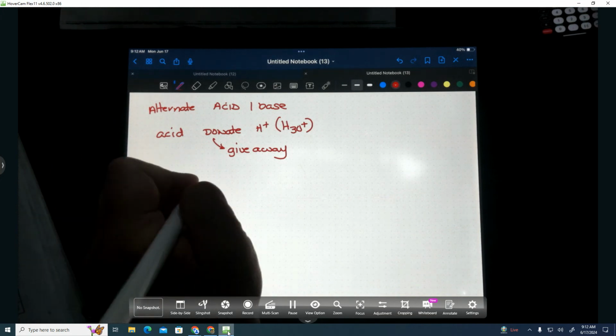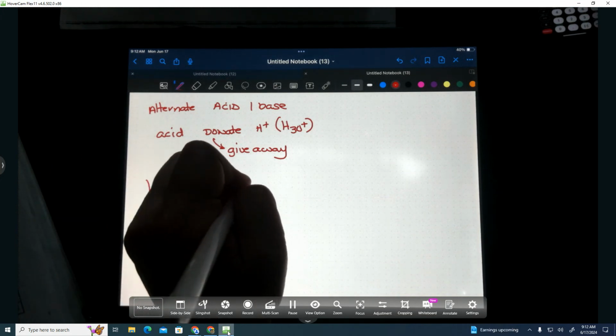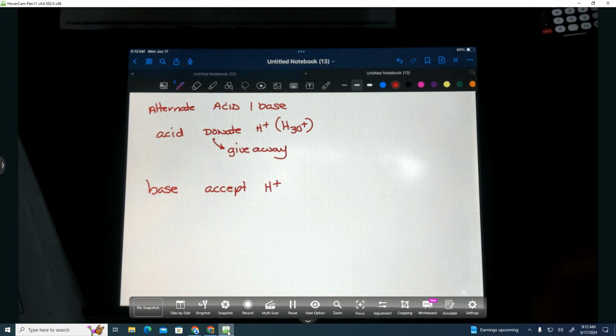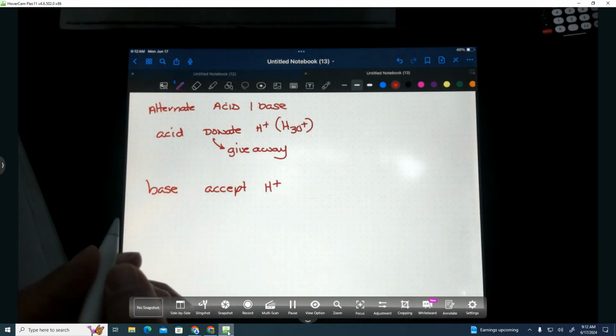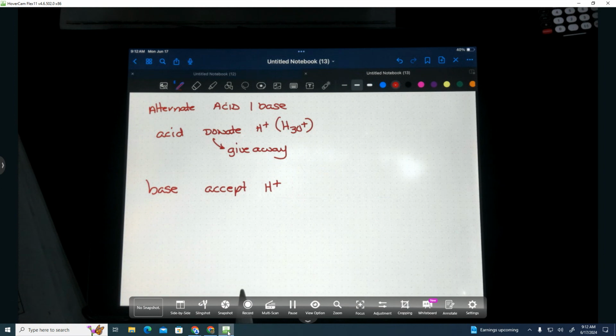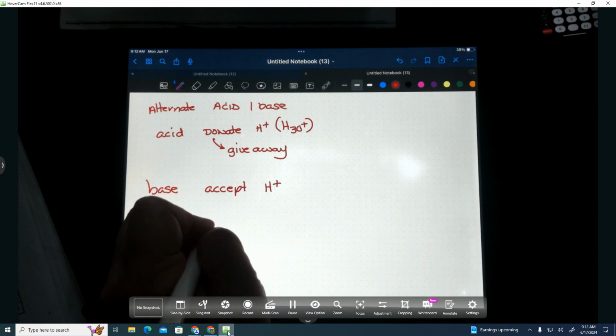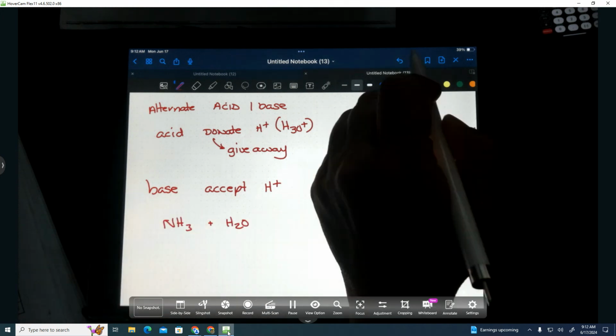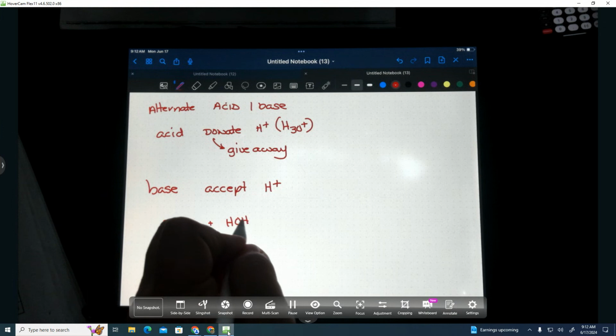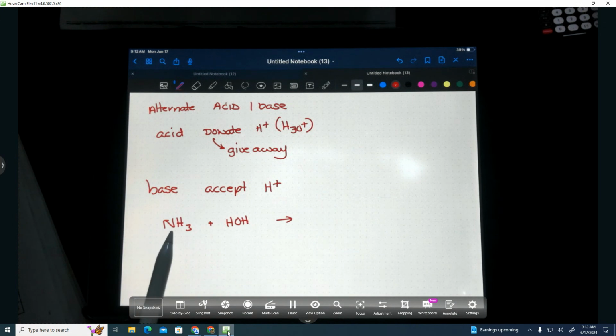Bases, however, accept an H plus. So an Arrhenius base gives away an OH. An alternate base accepts an H. Not an OH, accepts an H. So if you have ammonia, let's say, NH3, plus water, which actually I'm going to write as HOH. That doesn't have any OHs to give away. So it cannot be an Arrhenius base.